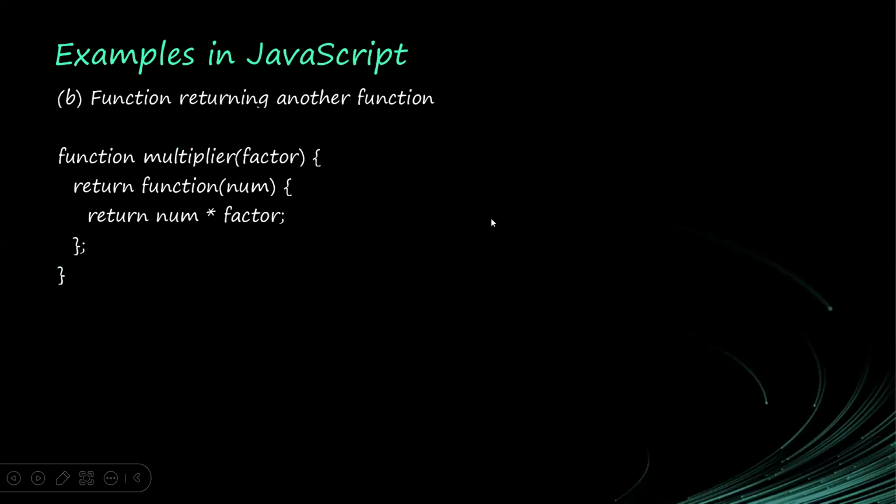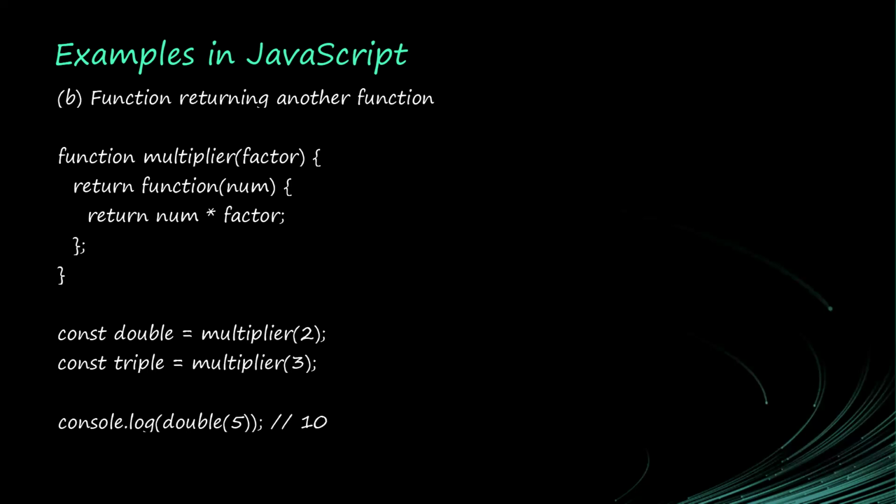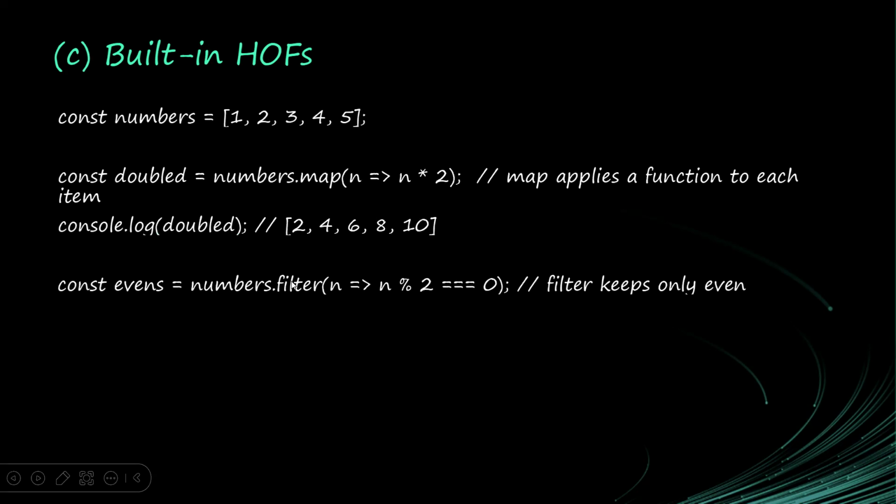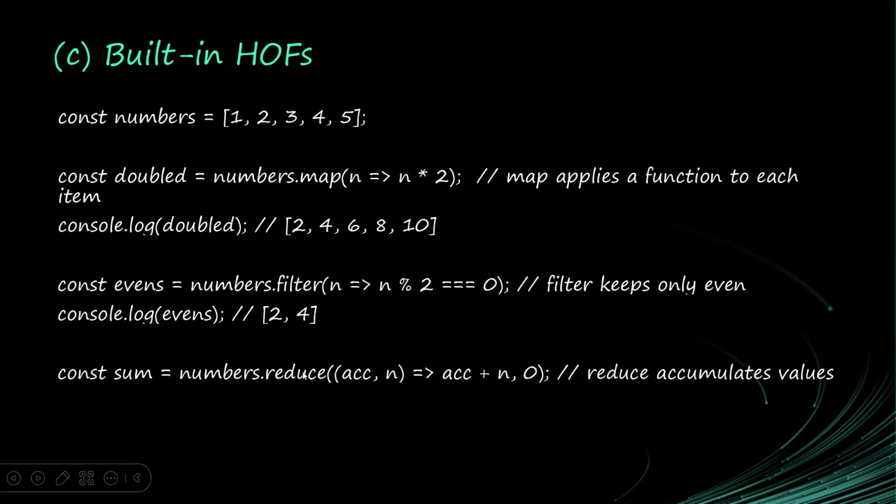So a function can also return another function. You have seen me do that already when we were talking about closure. I returned another function. Okay. So you can practice that. We have built-in higher order functions. We have the map function, we have the filter function in arrays, we have the reduce function in arrays.